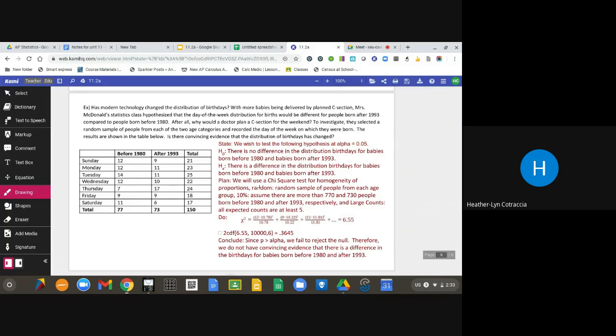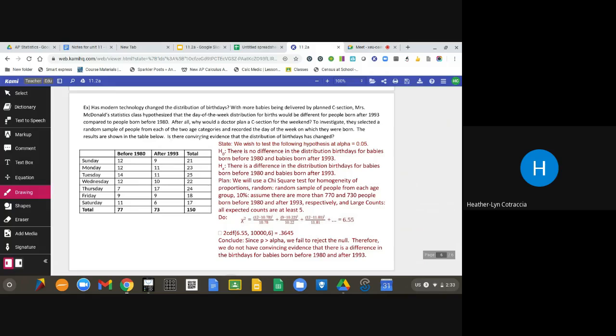So we have two different populations here. It should be very, very obvious that we have two different populations. We have a population of babies that were born before 1980, and then we have a population of babies that were born after 1993. So very, very different, distinct populations. And then about each one of them, we want to know about the day of the week. And we want to know, is it the same? Are there the same number of babies born on Sundays and then Mondays and then Tuesdays between those two distributions right there? Okay, so you can read through this.